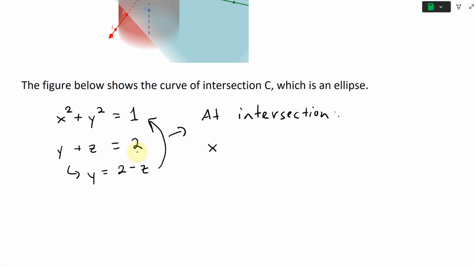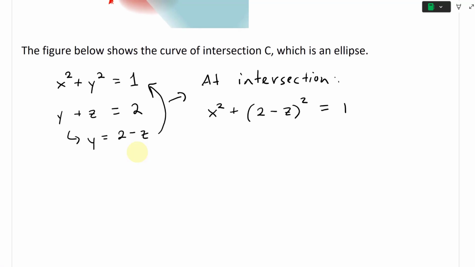So we're going to have x squared plus y. Well, if it's at the intersection, it needs to fit both equations. So we plug in that y is going to equal 2 minus z, squared, and whoops, not plus 1. This equals 1. All right, so we have this. And now let's find a few points.